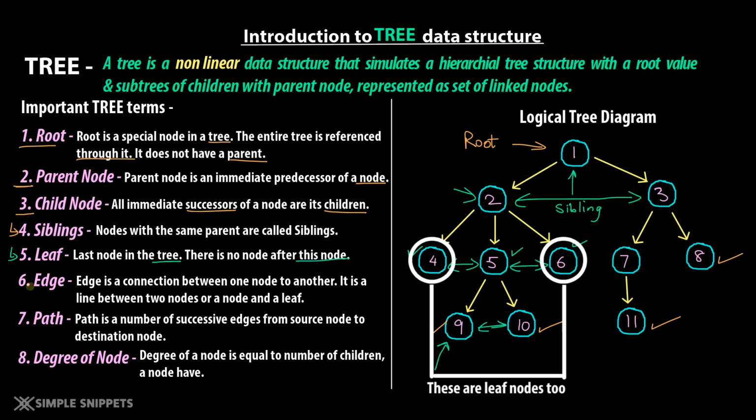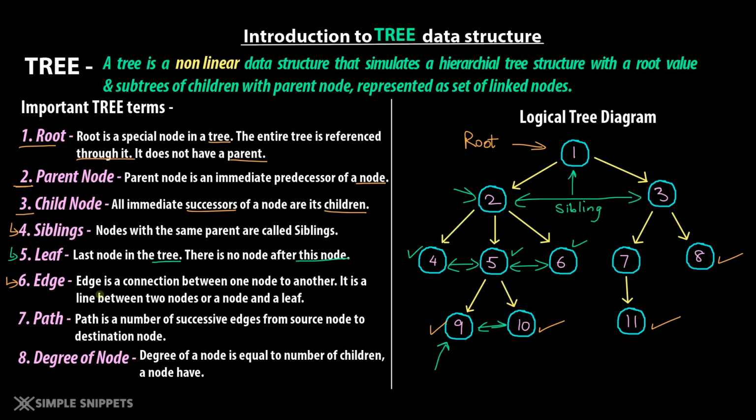Alright? Okay. Let's see point number 6. Point number 6 is edge. An edge is the connection between one node and another. It is the line between two nodes or a node and a leaf. So this yellow line is what I'm trying to say is an edge. It is also known as a link. So it can be link and edge. Please remember both these two terms. It is just the line that is connecting the two nodes.